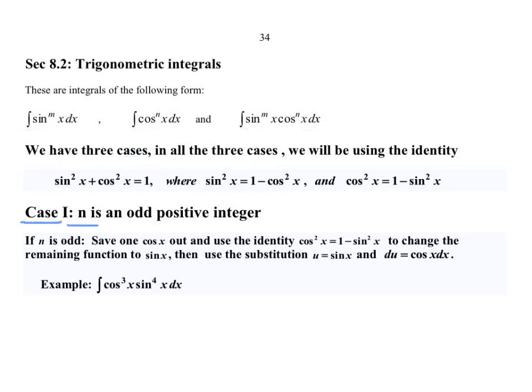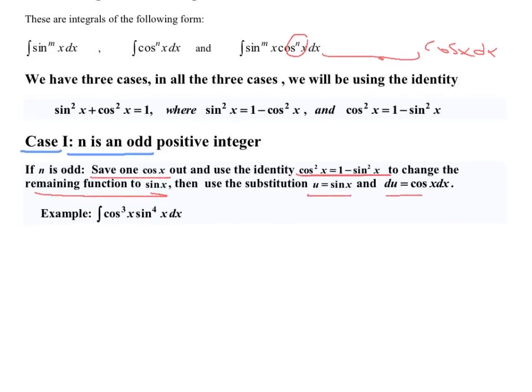Case 1: if n, which is the power of cosine, is odd, then we are going to hold or take one cosine out as one cosine dx, and change everything into sine functions using the identity cosine squared equals 1 minus sine squared, then use u and u prime. I think this can be seen nicely in the following example.